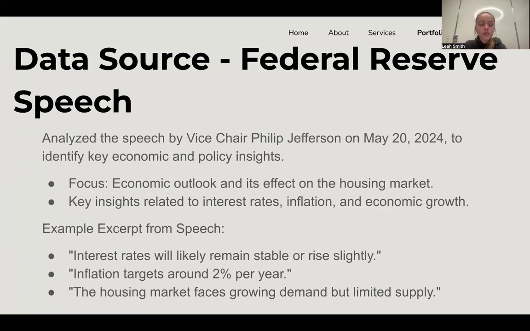Some example sentences from the speech were: interest rate will likely remain stable or rise slightly; inflation targets around 2% per year; and the housing market faces growing demand but limited supply. I feel like these are all very important factors when predicting what housing prices will look like within the next 20 years.